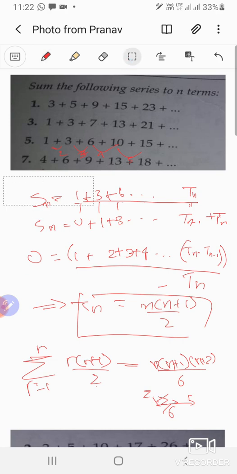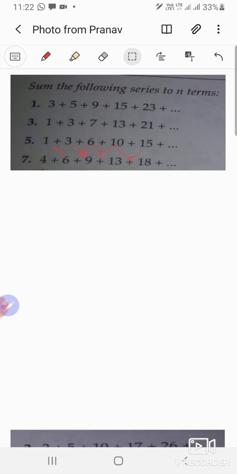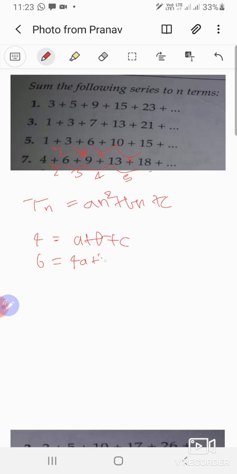All right, so the next thing is 4 plus 6 plus 9 plus 13 plus 18, and it keeps on going like that. So once again we are going to go with our general assumption. Just use the assumption that tn equals an squared plus bn plus c. So that gives me that the first term 4 equals a plus b plus c. Then you have 6 equals 4a plus 2b plus c. Then you have 9 equals 9a plus 3b plus c.